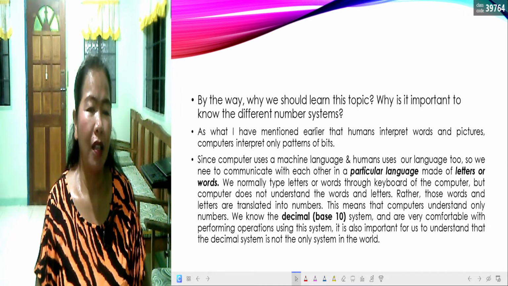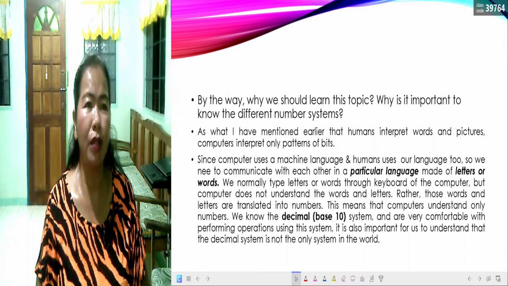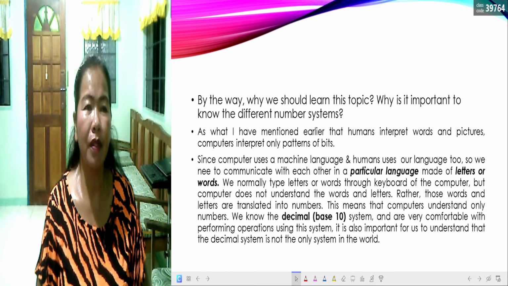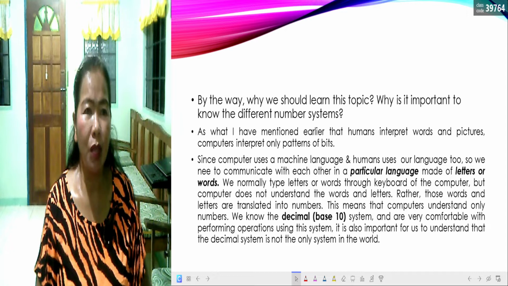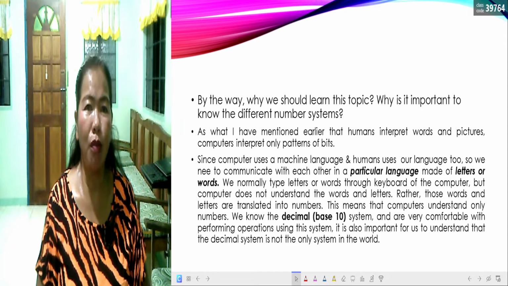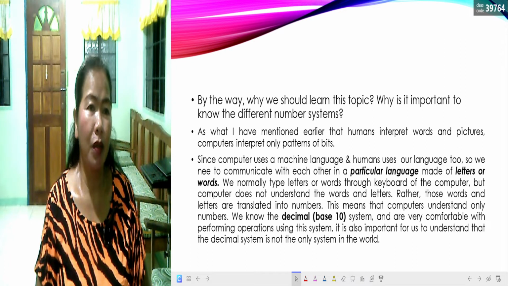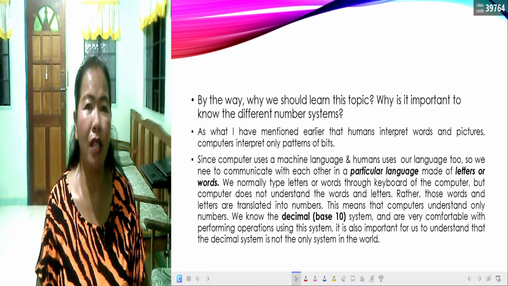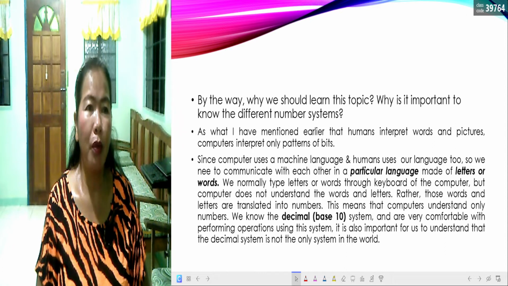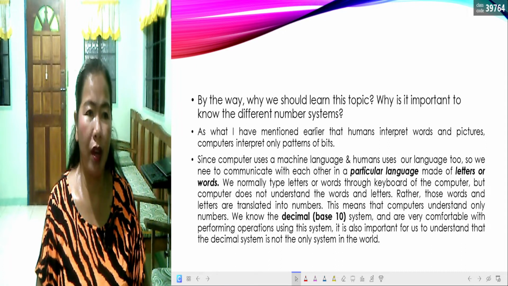By the way, why should we learn this topic? Why is it important to know the different number systems? As I have mentioned earlier, humans interpret words and pictures. Computers interpret only patterns of bits. So since computer uses a machine language and humans use our language too, we need to communicate with each other in a particular language made of letters or words.